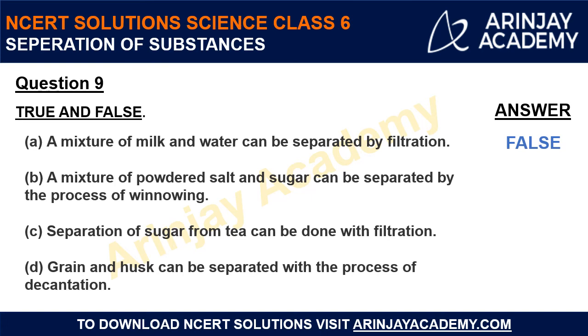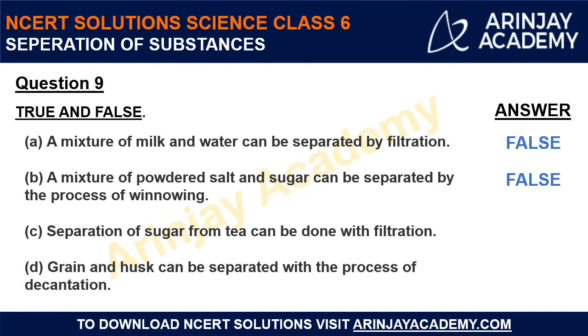B. A mixture of powdered salt and sugar can be separated by the process of winnowing. No. Why? Because winnowing is a technique which is helpful when one of the components is lighter compared to the other. In that case we use winnowing. However, if you have powdered salt and powdered sugar, they are nearly of the same weight, so they cannot be separated by winnowing. So this is again false.